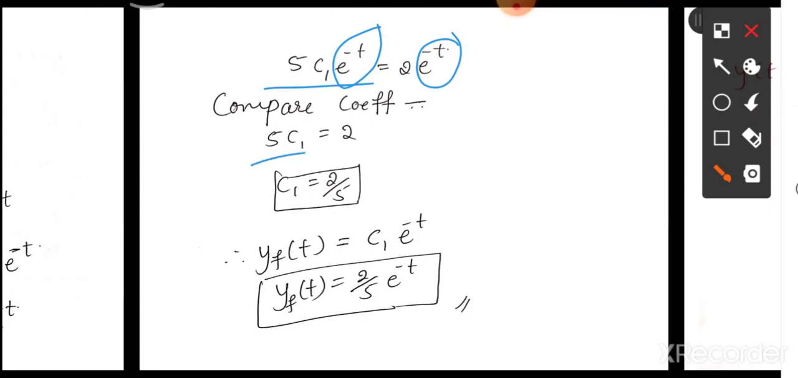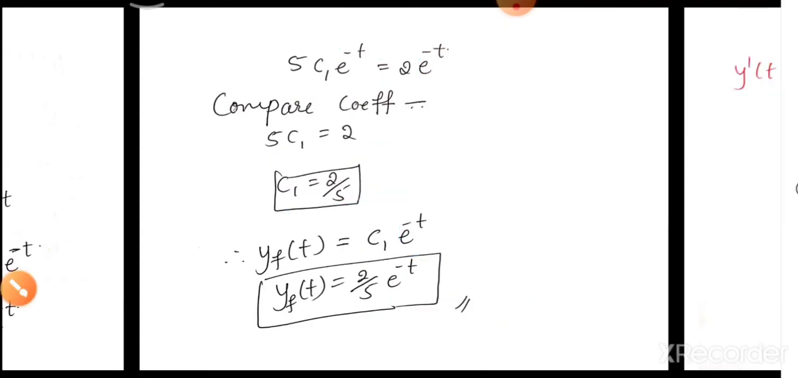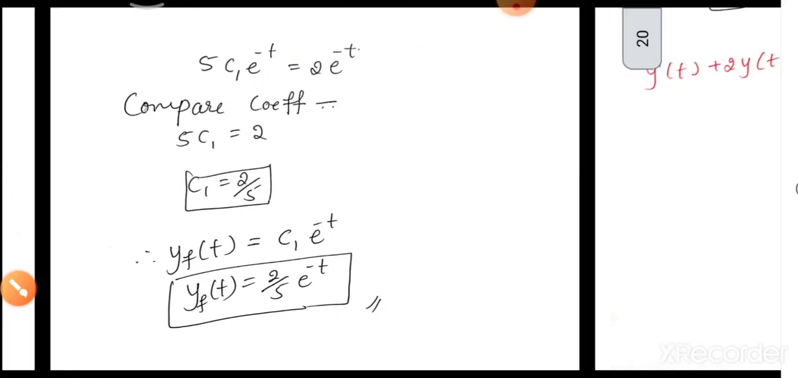When you compare this, 5 c1 will be equal to 2. Then what about this value c1? c1 will be 2 by 5. So therefore your forced response will be, what we have calculated was c1 e raised to minus t. c1 we have found out, so substitute that. So this is your forced response of the given system.